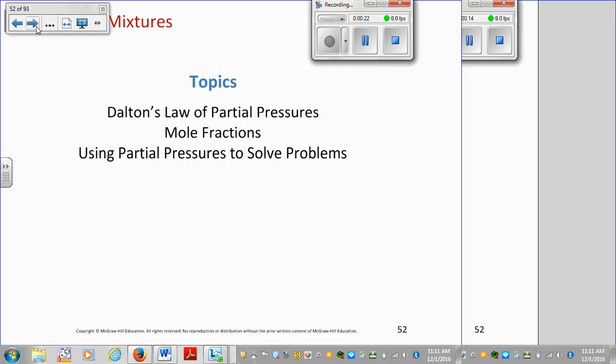Gas laws. Now we're talking about Dalton's law of partial pressures. Remember all the gas law equations. Pay close attention so you can follow me on this one. Okay, I don't want you getting lost.